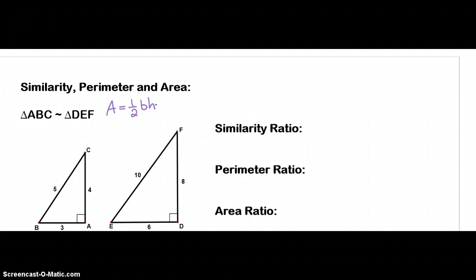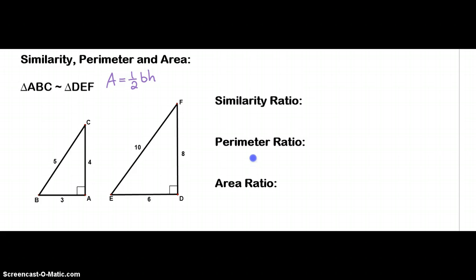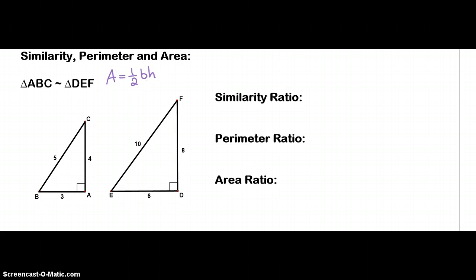B stands for base, H stands for height. Okay, so first, similarity ratio. Remember, you're supposed to pick one number from one side and another number from the other side. So let's look at, for example, 5 and 10. Then the similarity ratio would be 5 over 10, which reduces to 1/2. So the similarity ratio of these two triangles is 1/2.